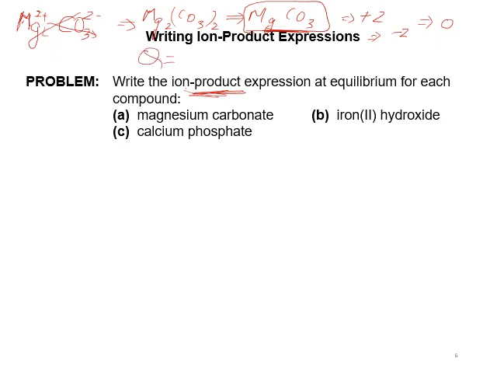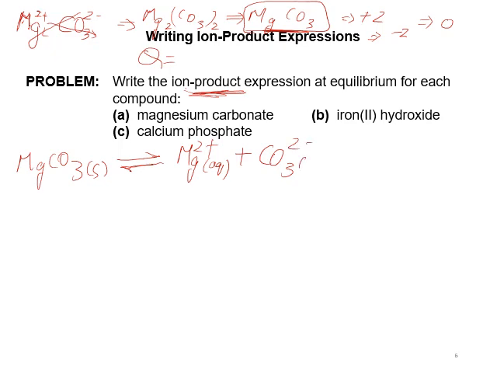We know the ion product expression for magnesium carbonate is going to be based on its equation, which is MgCO3, which is solid, dissociating and creating an equilibrium to produce magnesium 2+ ion, which is aqueous, plus carbonate ion, which is also aqueous. So our expression of Q is going to be the concentration of magnesium 2+ ion times the concentration of carbonate ion. That's our answer. Let's quickly try iron hydroxide, and then I'll leave you guys to try the other example.